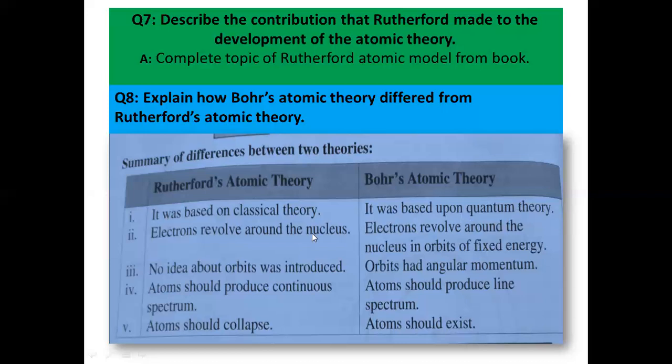Electrons revolve around the nucleus. There is no specific pathway, but Bohr said that electrons revolve around the nucleus in orbits of fixed energy. Those orbits have fixed energy. No idea about orbit was introduced, and orbits had angular momentum. Atoms should produce continuous spectrum, but atoms should produce the line spectrum according to Bohr's atomic theory. Atoms should collapse, atoms should exist. So, you know that atoms can neither be created nor destroyed. So this point is totally wrong.